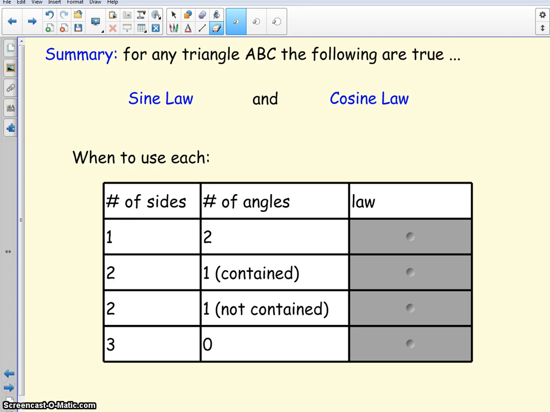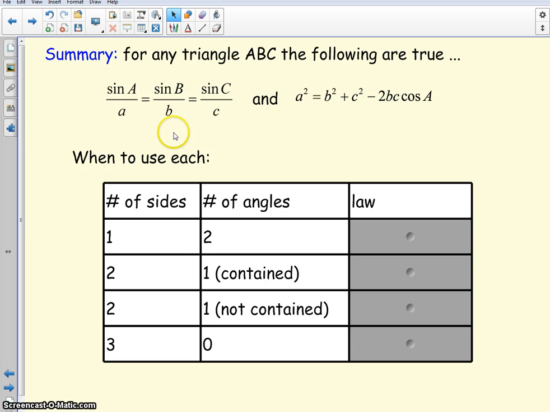Okay, so to summarize here, we get two equations that we can use now for any triangle. We have the sine law, again, which says that the ratio of the sine of any angle to the side across from it is the same for any angle-side pair. And we have the cosine law over here.